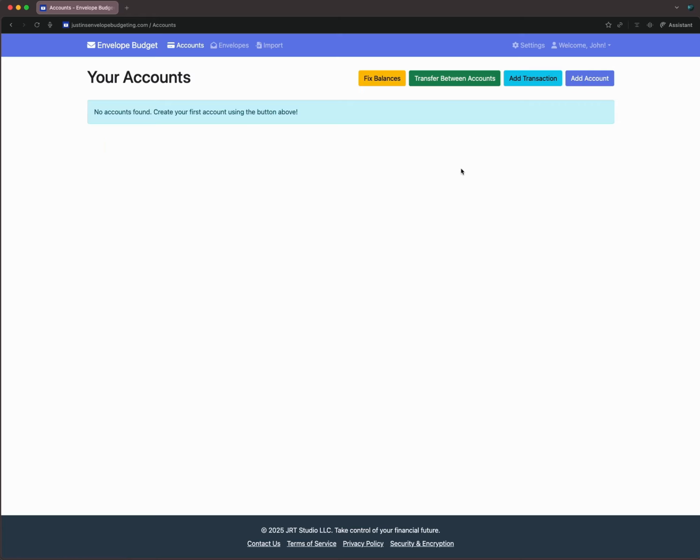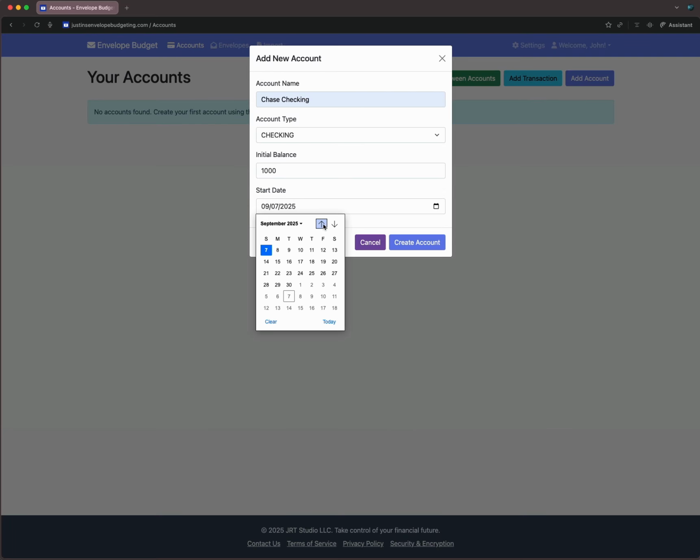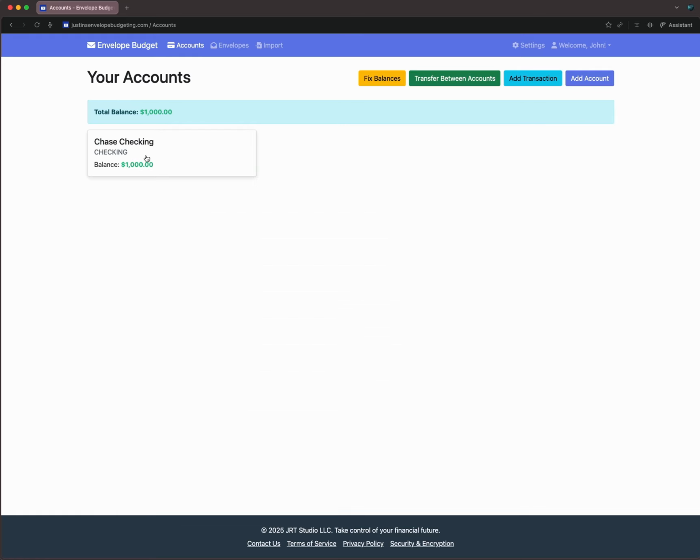So the first thing we need to do is make some accounts. So I'm going to add an account. Let's just call this, oh, well, why not Chase Checking? It's a checking account. Initial balance we'll say is $1,000. And what you want this to be is the account balance on some particular day. And that'll be the day where the envelope budgeting is going to start for you. So we're going to say it's September 1st. Okay, so now we have our Chase checking.